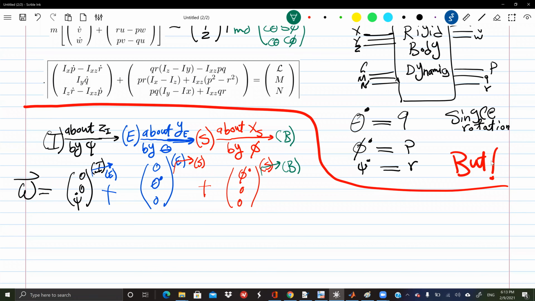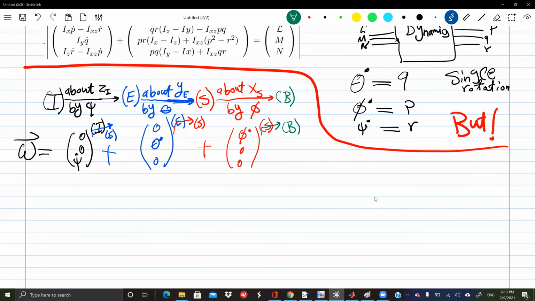Really quick, Professor. I had one question. Yes, Ethan. Understanding this right. So we're looking at the vector omega. Let's just say the first term, 0, 0, psi dot with respect to E is equal to the same vector with respect to I. Is that what you're saying? Yes, that's what I'm saying, and it's interesting, isn't it?